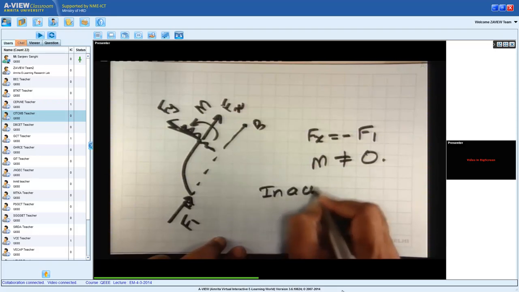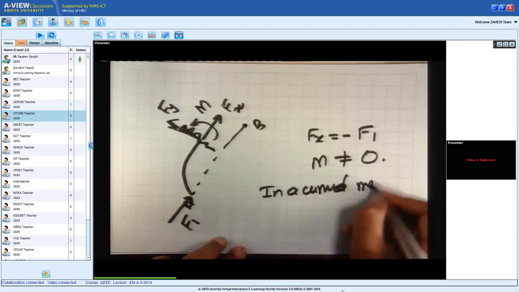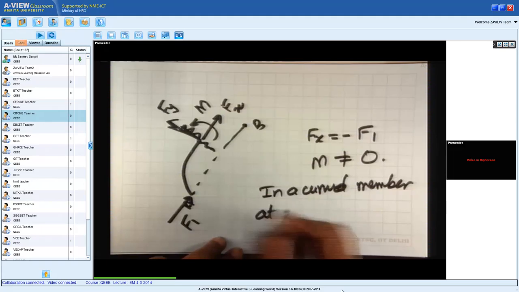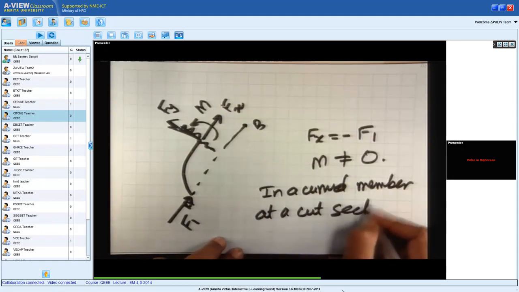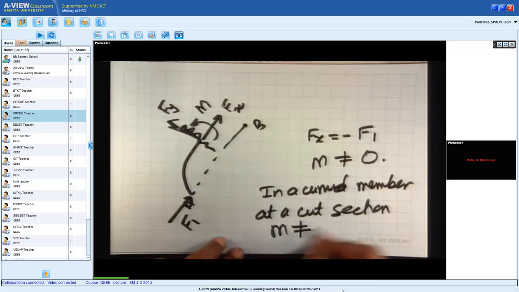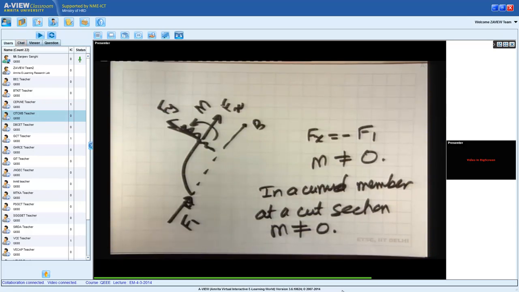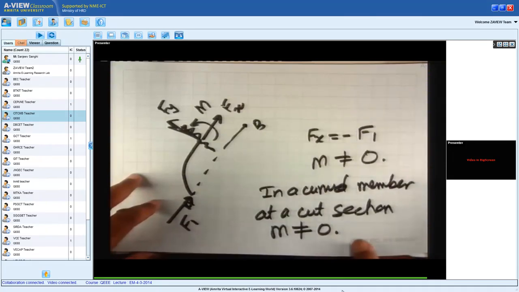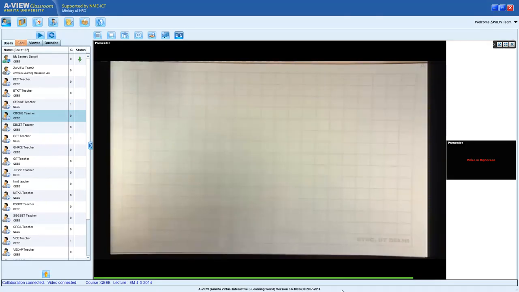So in a curved member, at a cut section, moment is not equal to zero. Because that is what your equilibrium will tell you, that there has to be a moment for this member to be in equilibrium. And therefore, for a curved member, we cannot talk of force being tensile or compressive alone, because at a cut section, we will also get a moment which will not be equal to zero.